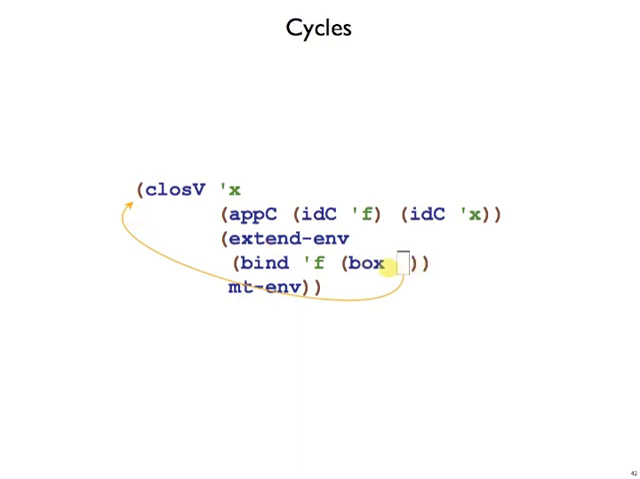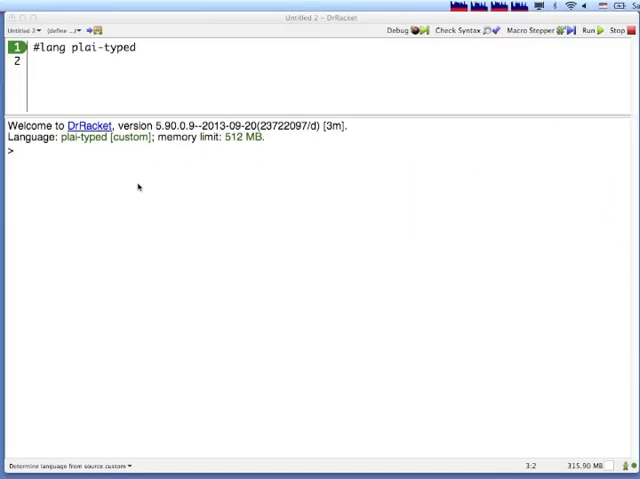So this is really a cyclic data structure. You can think of the box as being something that's allocated, and the value inside of it is an address that refers back to a place that holds the closure V in the store. I'd like to look a little bit more at cyclic data structures.